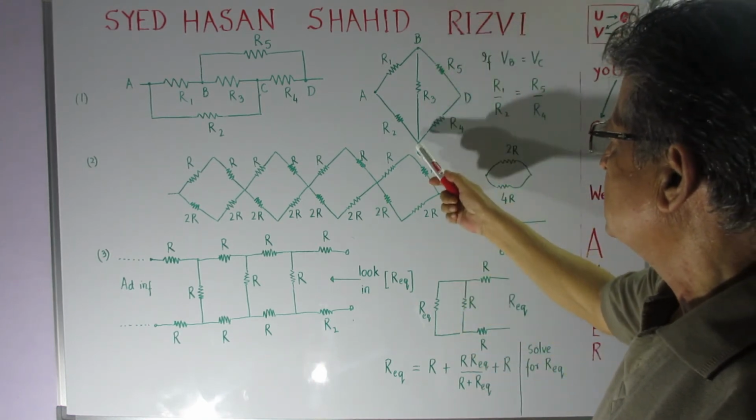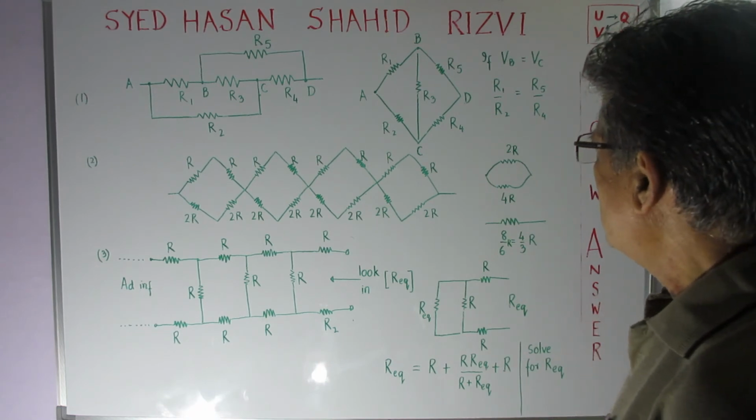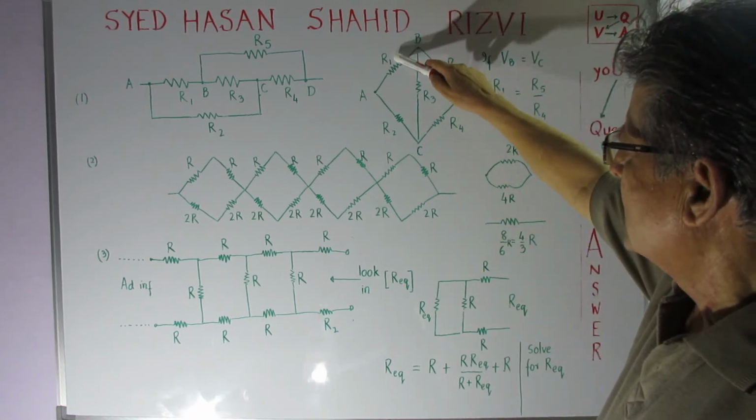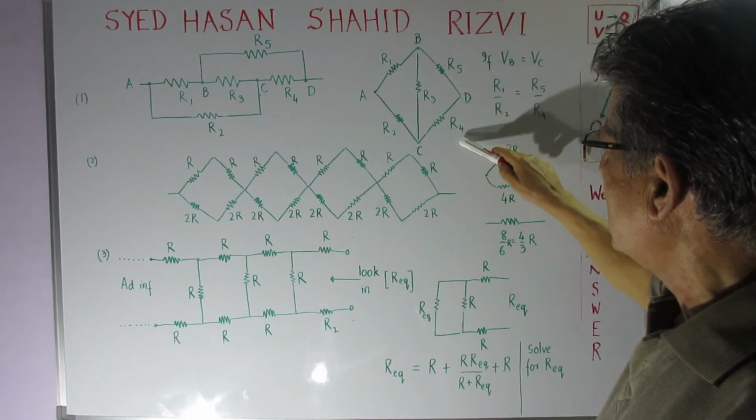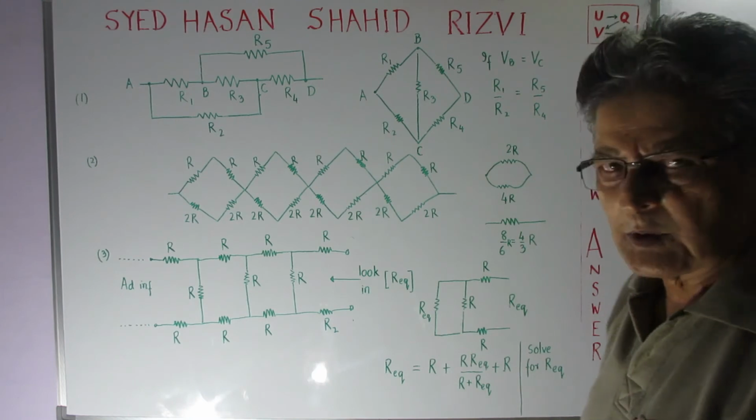If they say that the potential at point B and the potential at point C is the same, we can see that R1 upon R2 is equal to R5 upon R4, then of course this is the balanced bridge, and that way we can solve the problem.